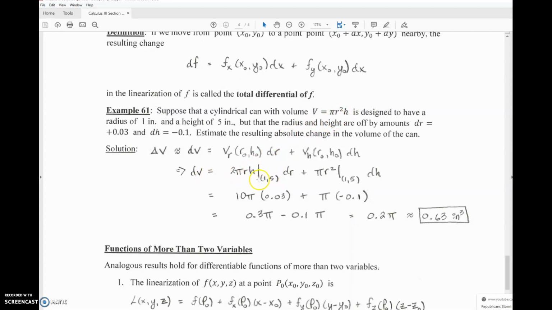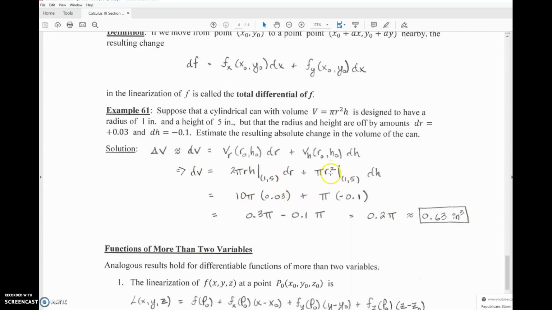evaluated at the point 1, 5, radius of 1, height of 5, times dr, the error in the radius, plus pi r squared, the partial of V with respect to h, evaluated at 1, 5, times the error in the height. When I plug in 1 and 5 for r and h, I get 10 pi times 0.03, the error in the radius.